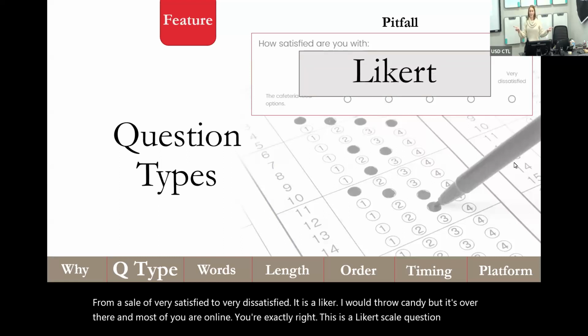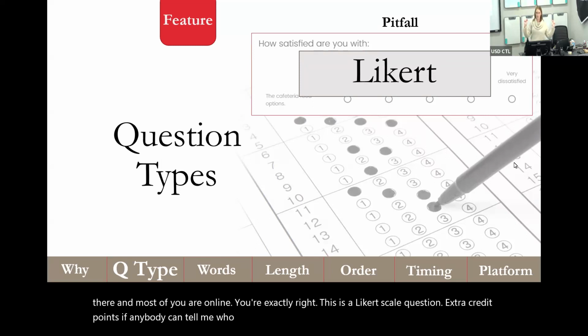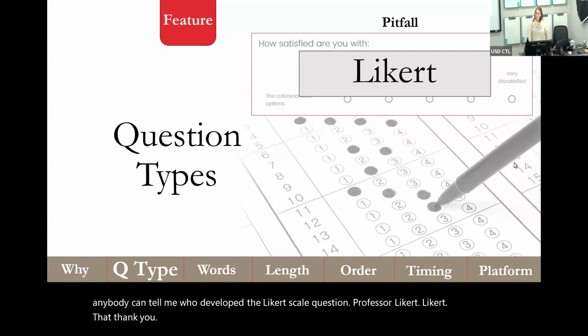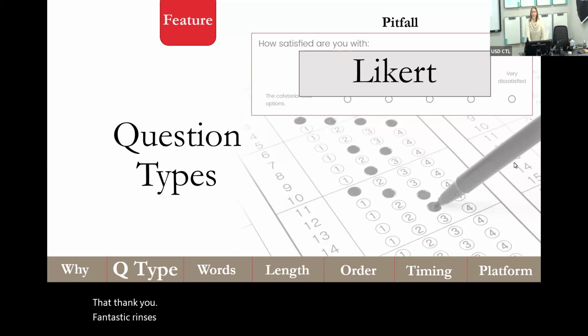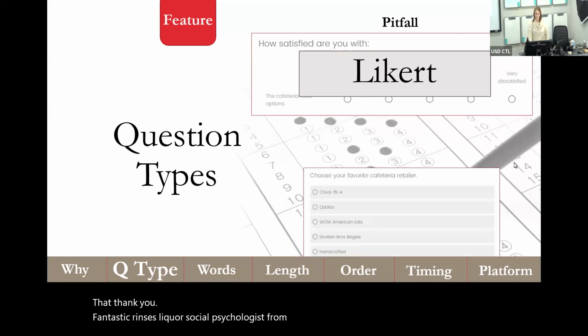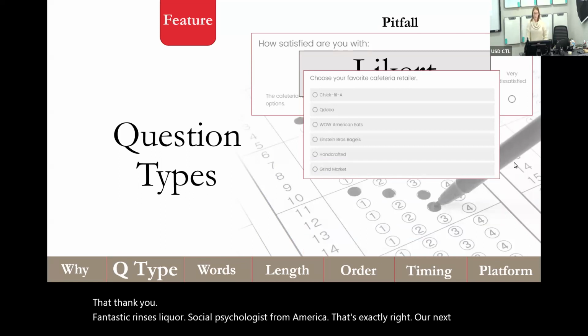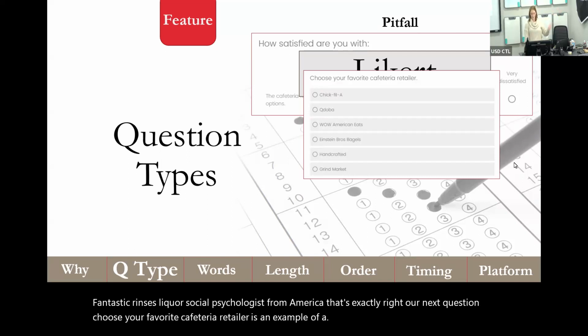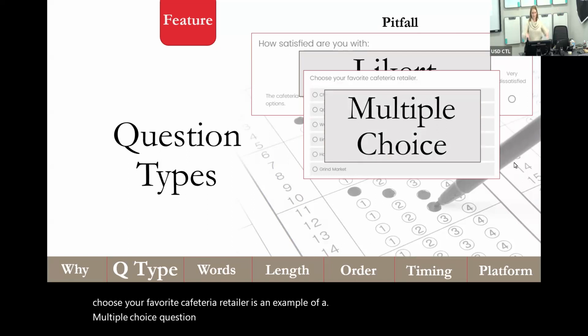Extra credit points if anybody can tell me who developed the Likert scale question. Professor Likert. Well, thank you. Rensis Likert, a social psychologist from America. That's exactly right. Our next question. Choose your favorite cafeteria retailer is an example of a multiple choice question. Yes, you got it. Yay, more candy.